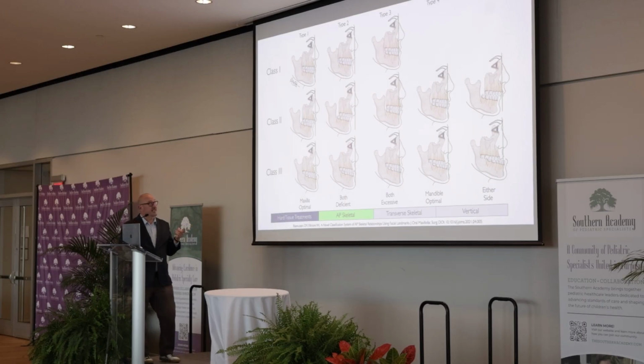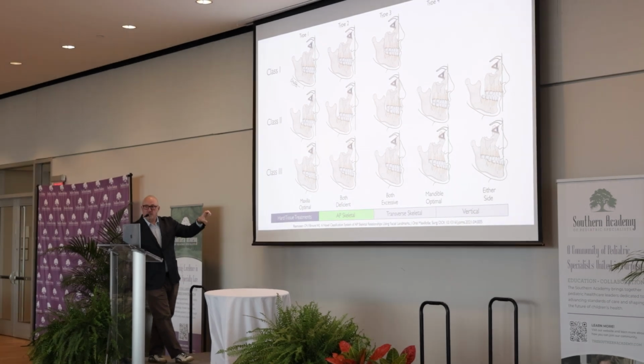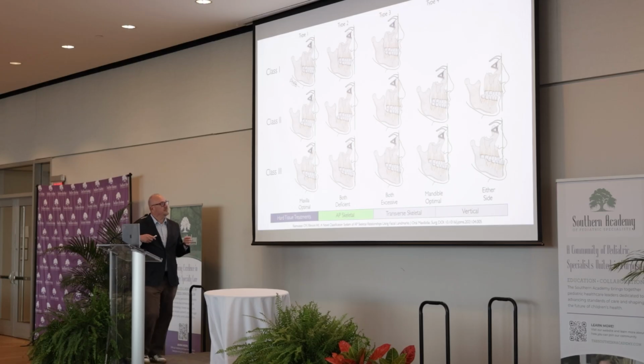Class 2 and class 3 actually have 5 different relationships, where the upper jaw can be in an okay place, or both jaws can be deficient, both jaws can be excessive. The mandible can be in a good place, or they can be on totally opposite sides of the field for us.